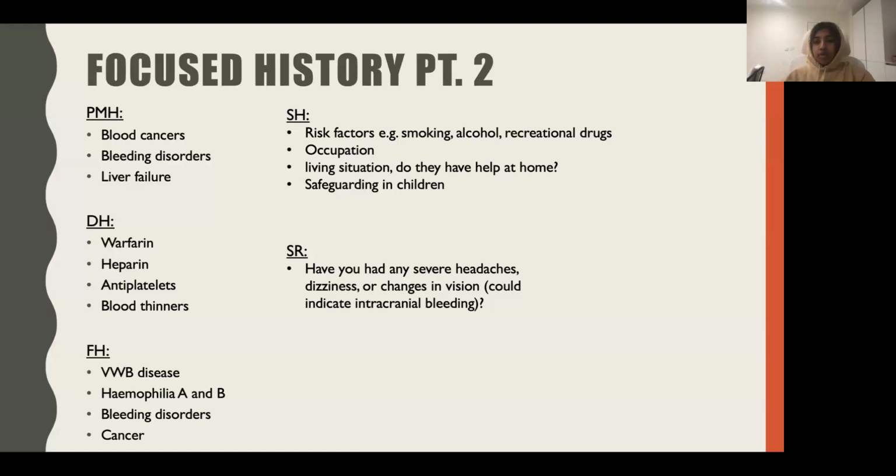such as smoking, alcohol, recreational drugs, occupation, living situation, do they have help at home, and of course, safeguarding in children. And then systems review, any headache, dizziness, changes in vision, stuff like that. But you would obviously go through all of the systems quite quickly. Like you would ask about the neuro symptoms, chest symptoms, bowel symptoms, bladder symptoms, joint symptoms, and that's pretty much your systems review.